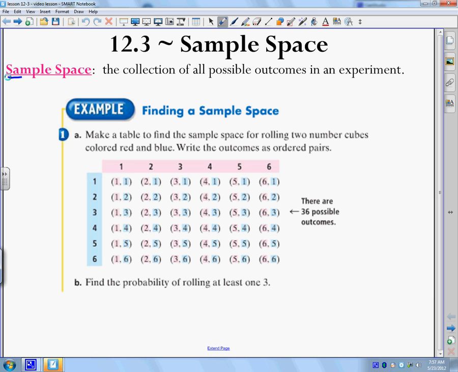Sample space is the collection of all possible outcomes in an experiment. So if I do an experiment, it's everything that could possibly happen during that experiment.